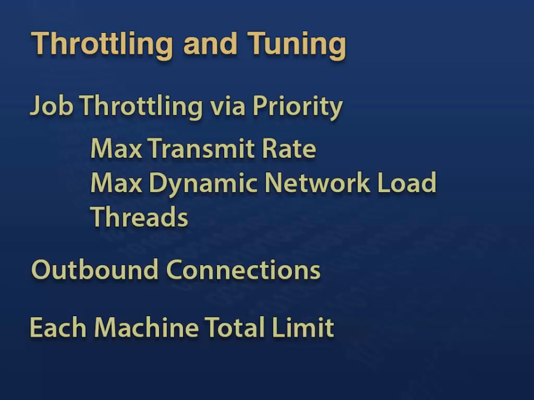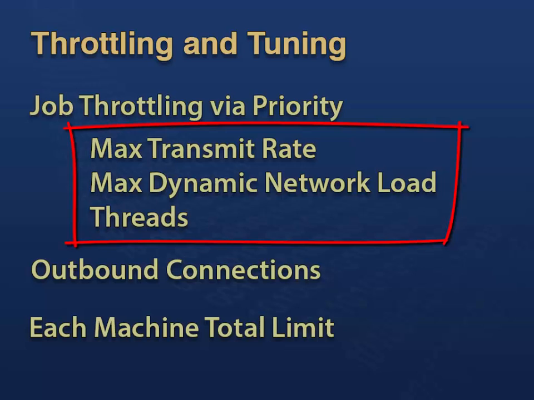On a job, you specify a priority for that job. The priority setting has a maximum transmit rate associated with it, or a maximum dynamic network load specification. You can also control the number of threads, which is really controlling the number of simultaneous file copies that may occur for that particular job.